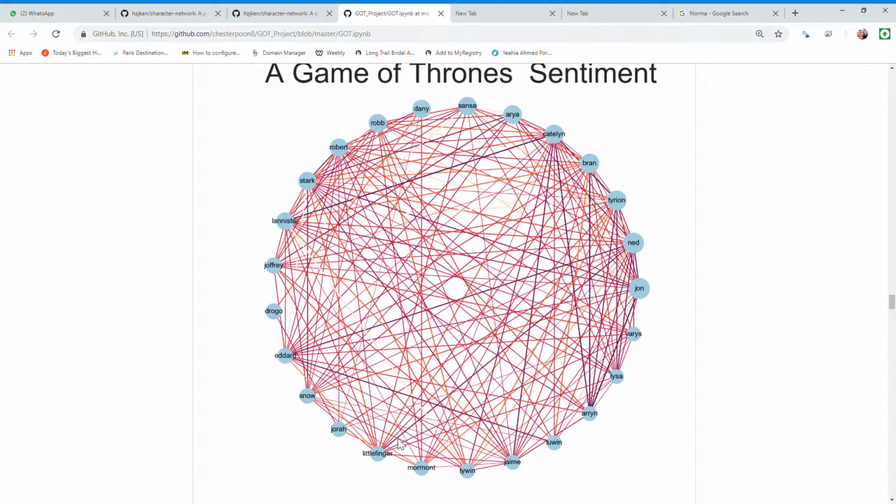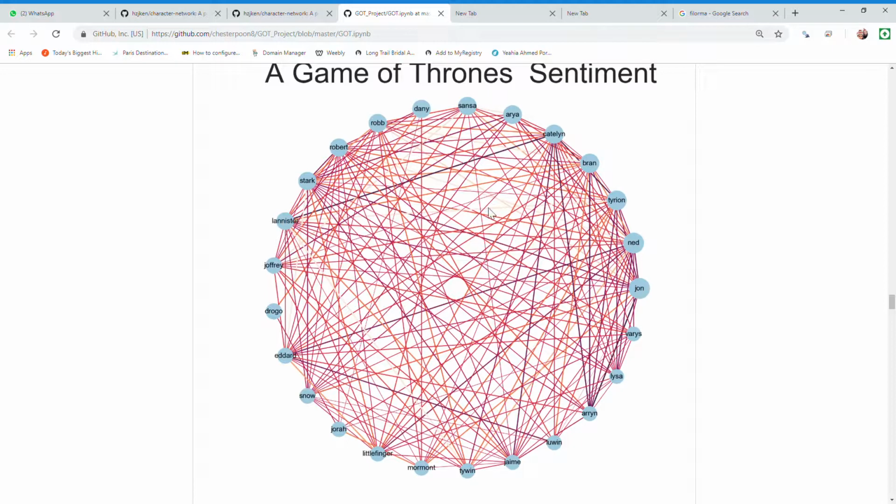Then Littlefinger, who's, once again, sorry for spoilers, a main villain on the show. You can see that he has a very dark relationship with Ned. He's actually the one who in season one betrays Ned and pretty much leads to Ned's death. But the lighter lines are relationships that are more positive.